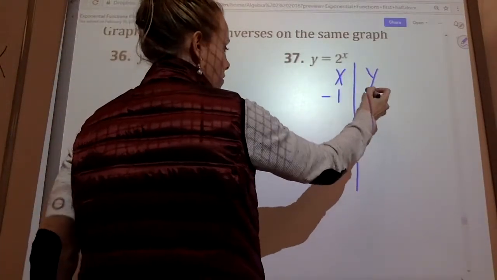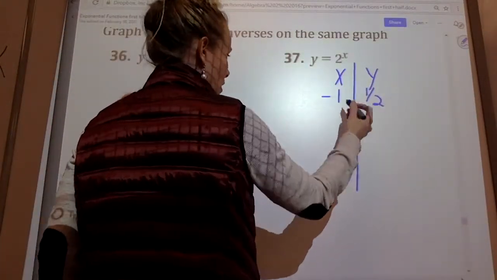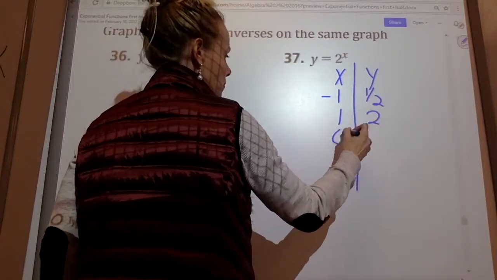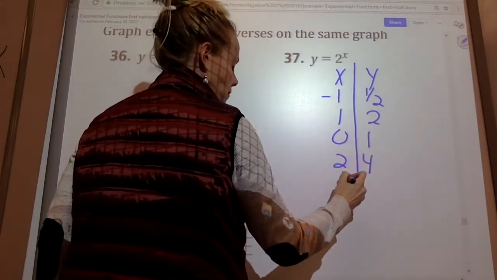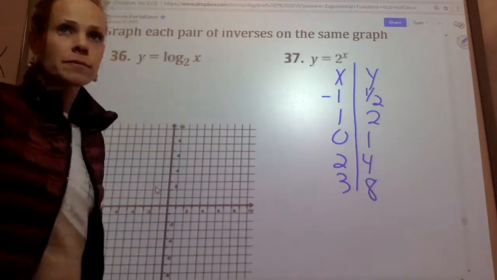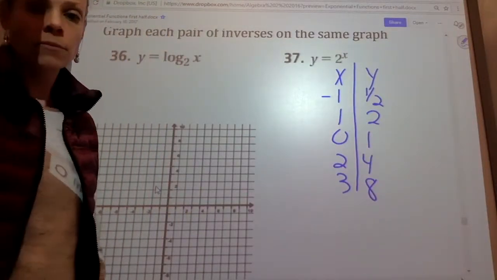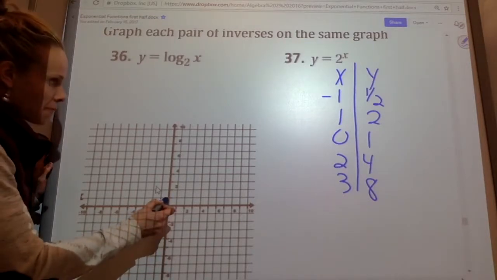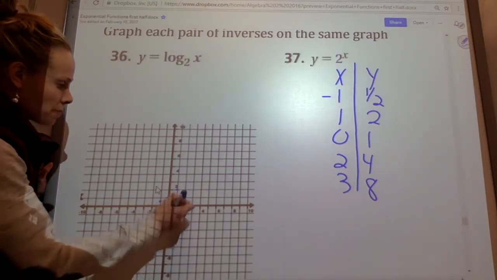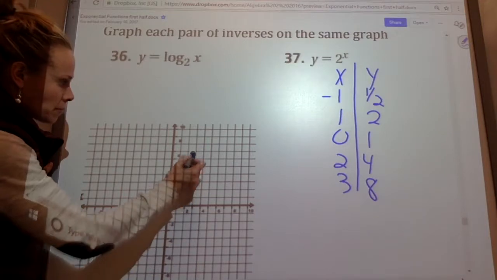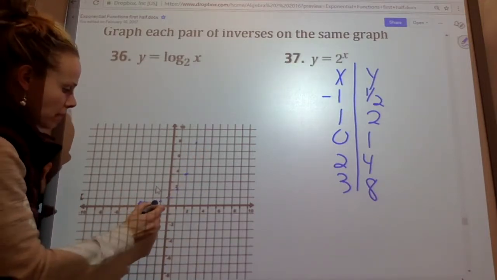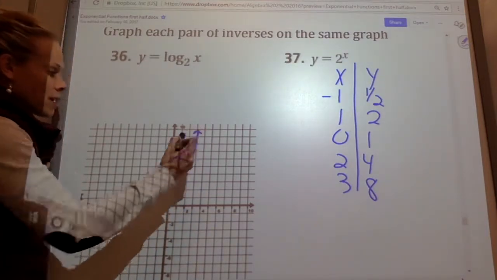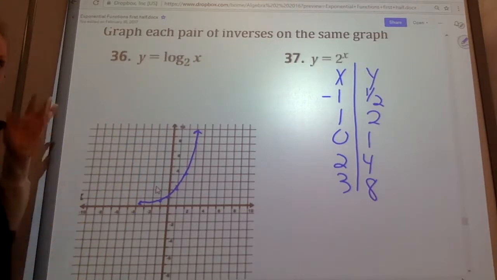Right? If you look at your graphing calculator, you should get those points. And there's my exponential function. We can see it's an exponential growth. We already studied that. Okay.